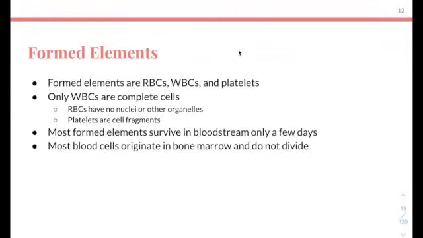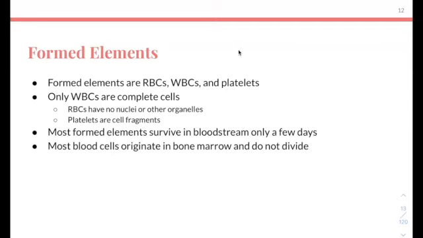So, the formed elements of our blood, if you think about that spun tube of blood with everything separated, are made up of red blood cells, white blood cells, and platelets. Red blood cells do not have a nucleus. They do have a nucleus when they are in the process of differentiating into a red blood cell from a stem cell, but once it matures, that nucleus is gone. All other organelles that are found in other cells are gone by the time a red blood cell actually matures.